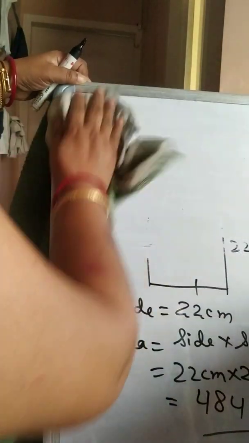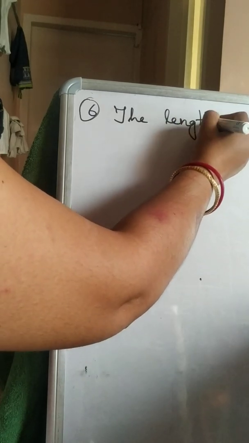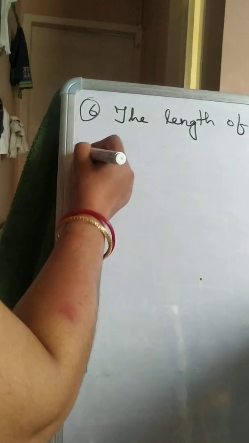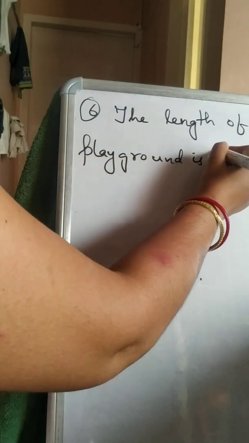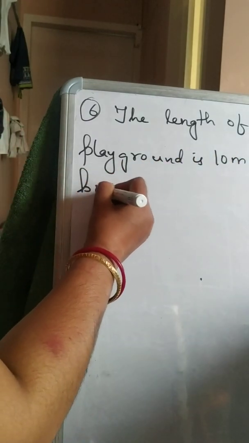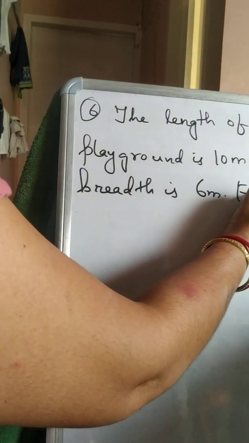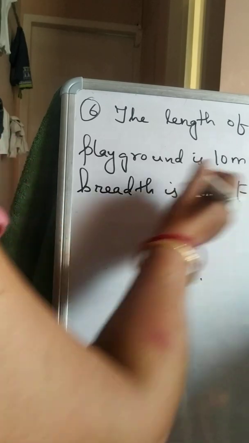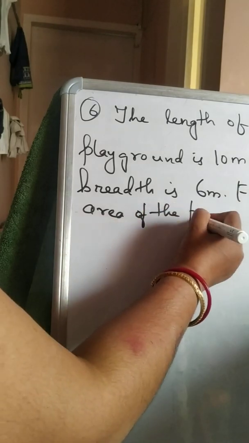Question number 6. So here in question number 6, the length of a playground is 10 meter and breadth is 6 meter. Find the area of the playground.